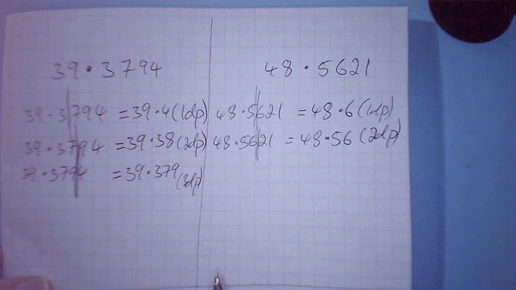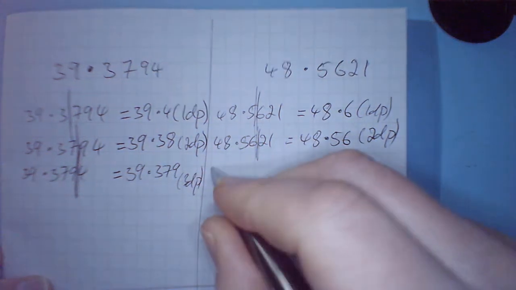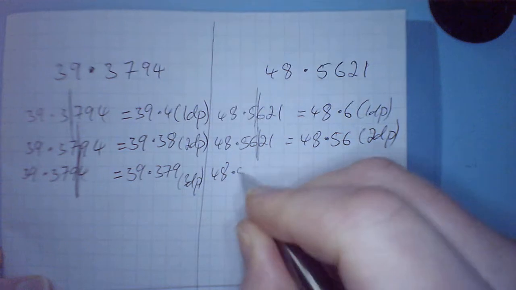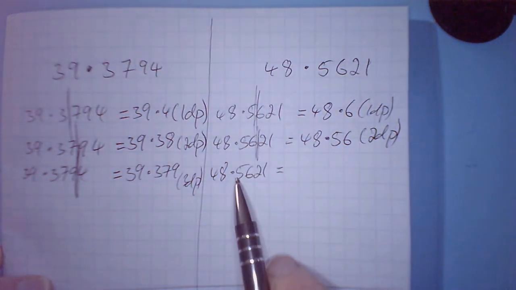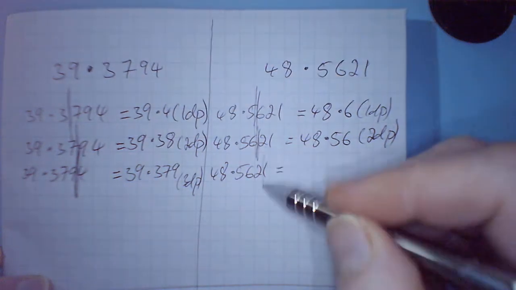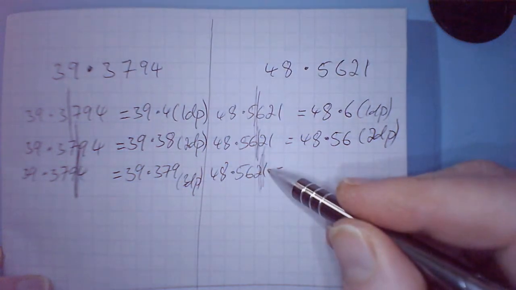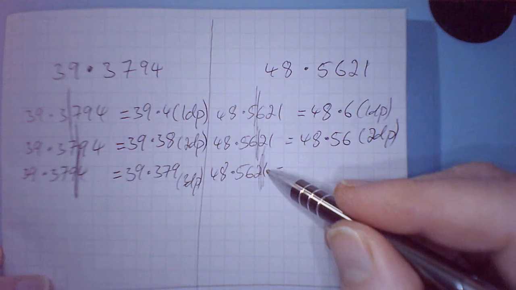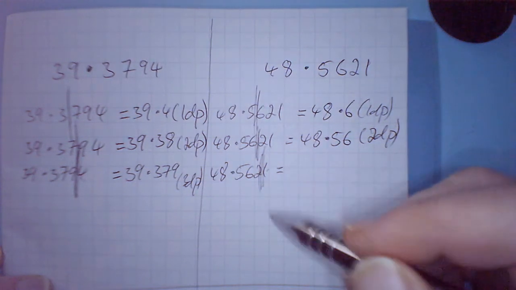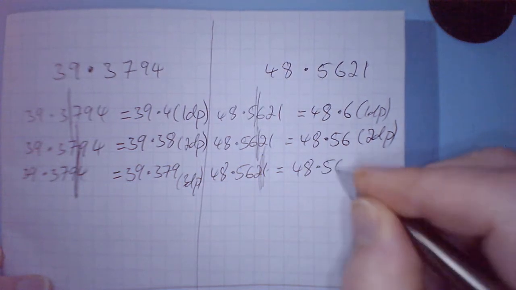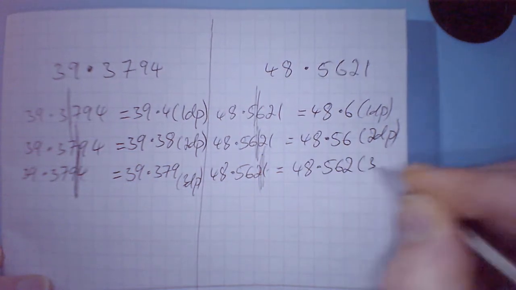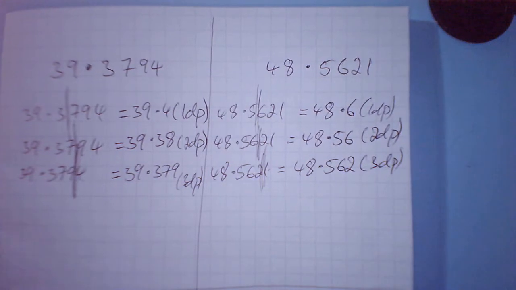And then finally, for this little bit, I've got 48.5621, and I've decided to go to three decimal places. So here's my three numbers, 1, 2, 3. There's my wall. This time to the right of the wall is a 1. 1 is not 5 or above, and so the 2 stays as it is, and I get 48.562. And that was to three decimal places. You can round to as many decimal places as you're asked to. The technique is the same.